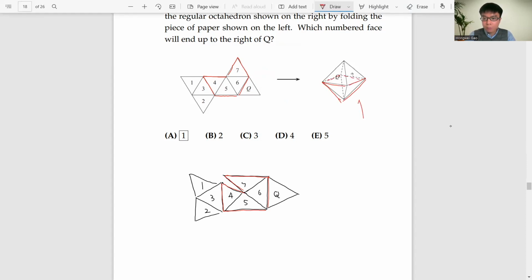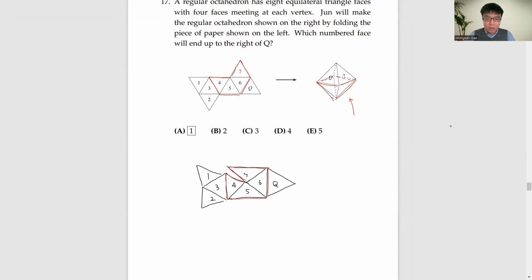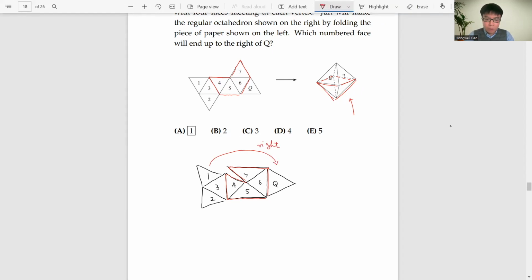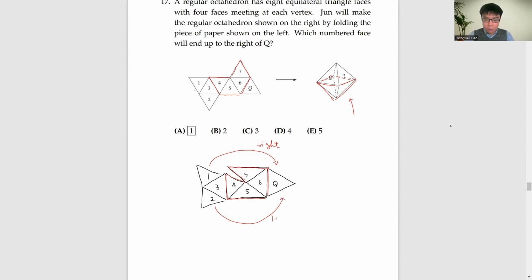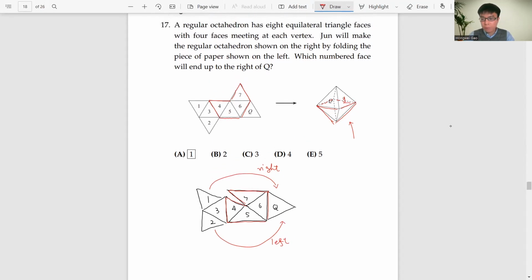of the octahedron. Now, when you fold up this Q, we know that 3 is on the opposite of the Q, and to the right of Q, that's 1, and to the left of Q, that's 2. So in the picture, what's on the right of Q should be 1. That's why the answer here is 1.